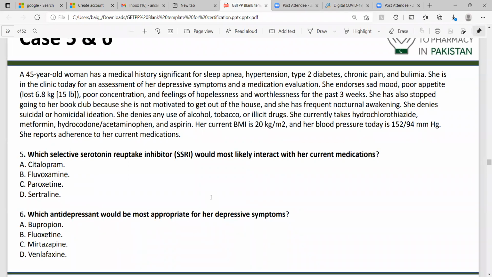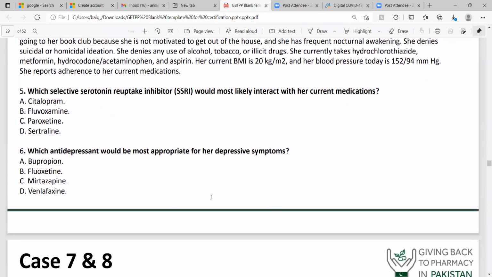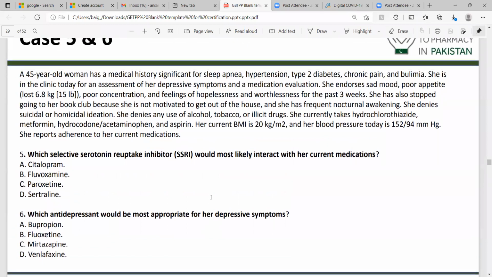So here, the question is, which selective serotonin reuptake inhibitor would most likely interact with her current medication? Now, as I said, we have to think about CYP interaction.